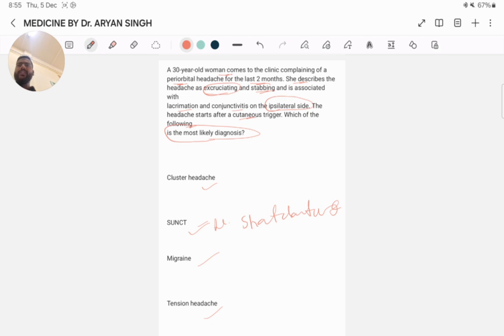Trigeminal autonomic cephalalgias are a group of primary headaches including cluster headache, paroxysmal hemicrania (PH), and short-lasting unilateral neuralgiform headache with conjunctival injection and tearing. The conjunctival injection and tearing is the SUNCT feature. The features of cluster headache: male more than female, stabbing, boring, excruciating pain, orbit and temple site, severe.